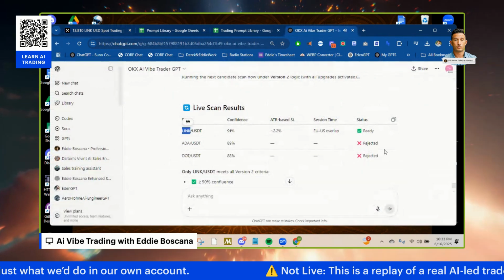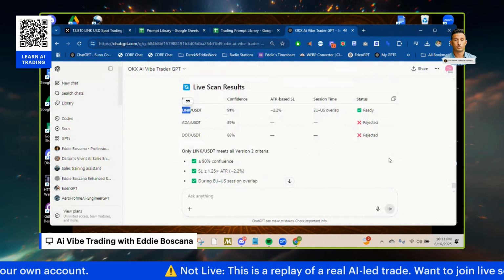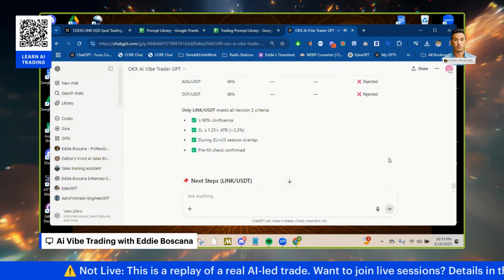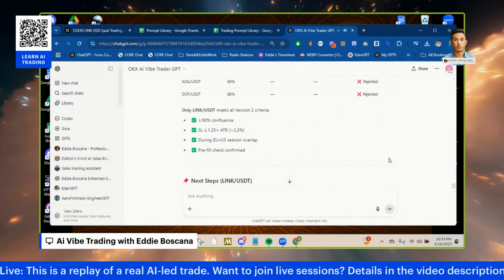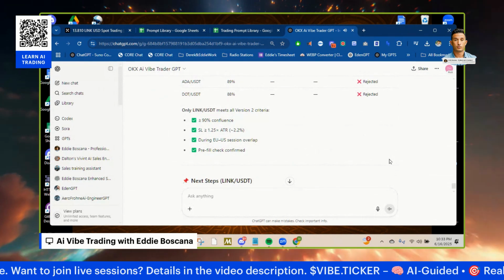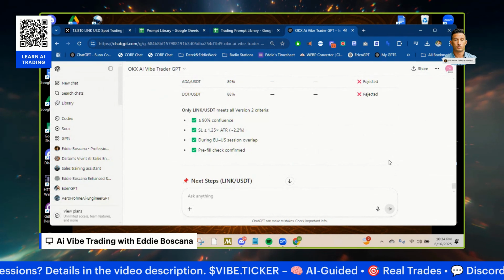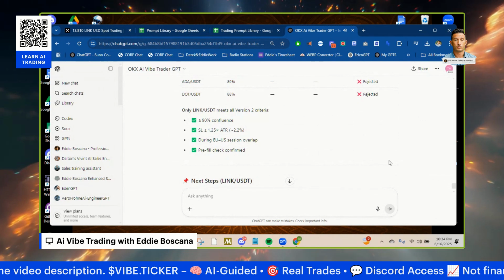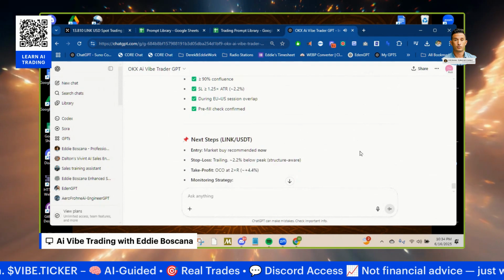SL at 1.25 times ATR, 2.2%, during EU-US session overlap. Pre-fill check confirmed. Next steps. Entry: market buy recommended now. Stop loss: trailing 2.2% below peak, structure aware. Take profit: OCO at 2R plus 4.4%.